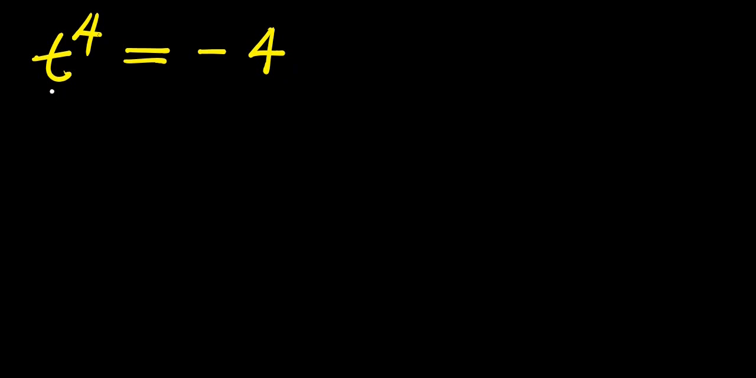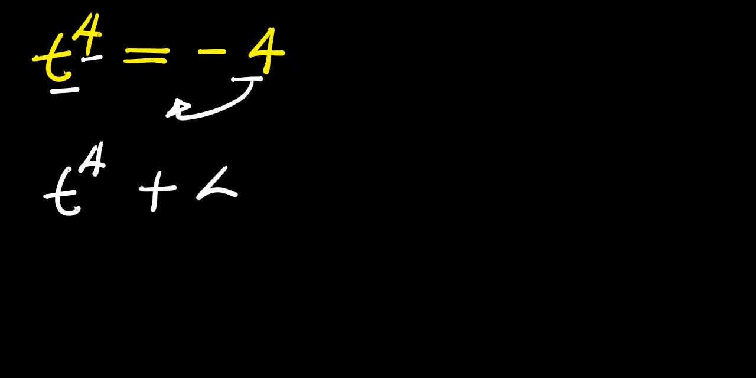Hello, how to solve t to the power of 4 equals -4. Now, we are going to solve for all values of t that will satisfy this equation. The first thing is we can move this -4 down here and equate everything to 0. So, we have t to the power of 4. This is negative, and when it crosses the equality sign, it will change to positive. We have plus 4 and this equals 0.